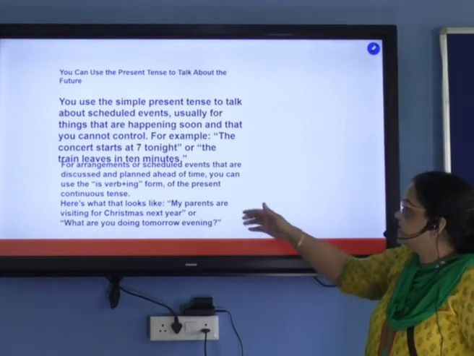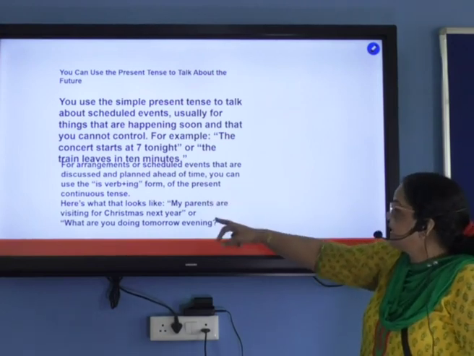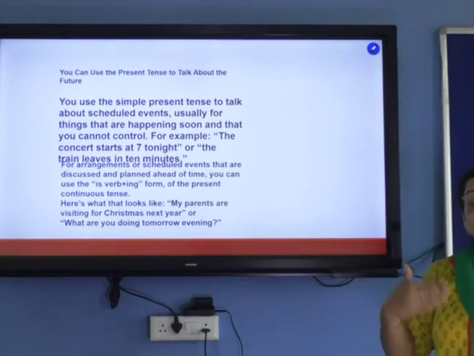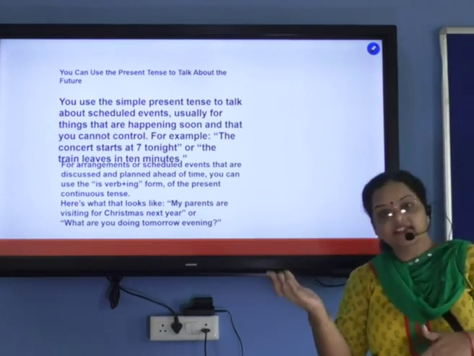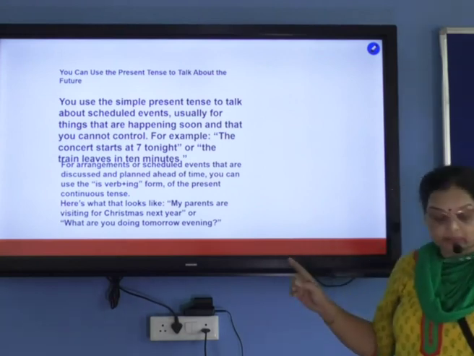So, simple present tense. You can also use is plus verb plus ing. Like I say, my parents are visiting for Christmas next year. So next year, this is a scheduled program for next year. But still I am using present continuous tense. So please remember this.